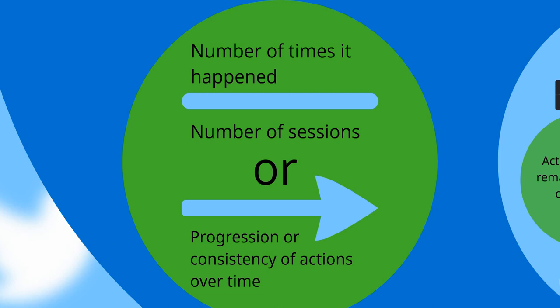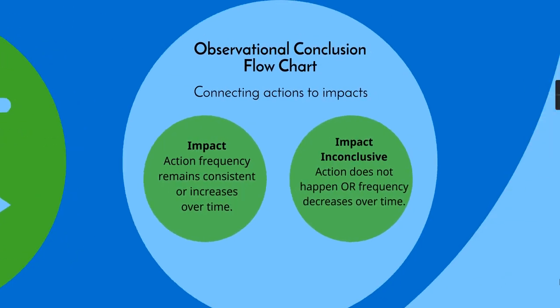Or take a look at each separate participant and count how many times the action items happened progressively over the course of the program. If the action items either happened a majority of the time out of the sessions, or if the action items continued to increase over time, then it can be concluded that the program achieved its intended effect correlated with these action items.